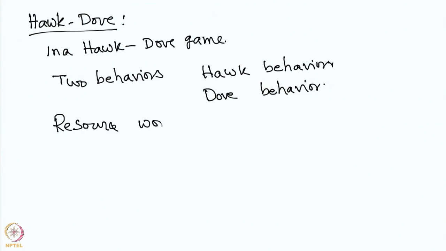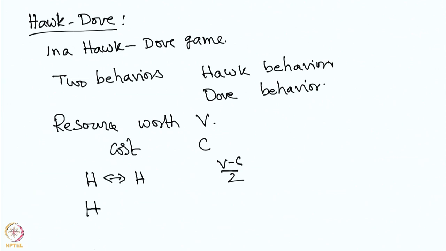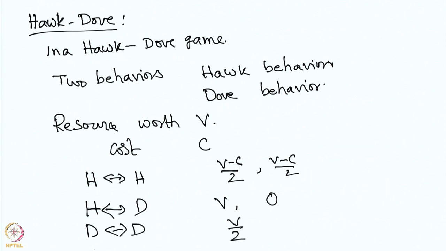Okay. So let us say the resource is worth V and the cost of fighting is C. What happens when two hawks come? Both of them are fighting, so the resource is V and one of them will concede, therefore the cost C. So the other gets V and the other bears C. So in a sense V minus C is basically the resource. On an average we get (V minus C) by 2. And if hawk and dove encounter, the hawk will get V and the dove will get nothing. And if both are doves, then they simply split the resource.